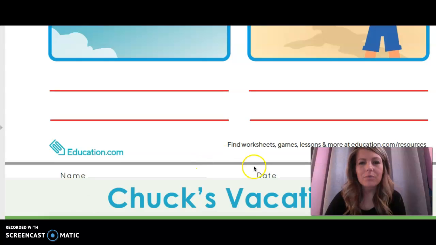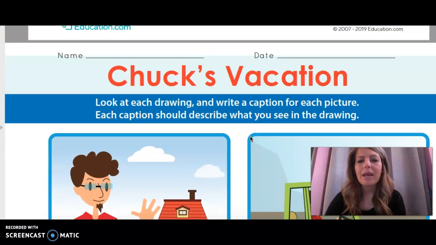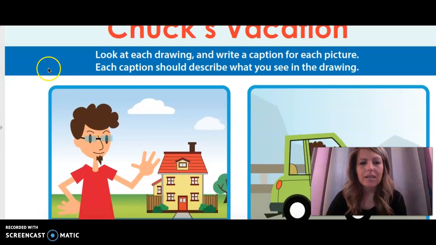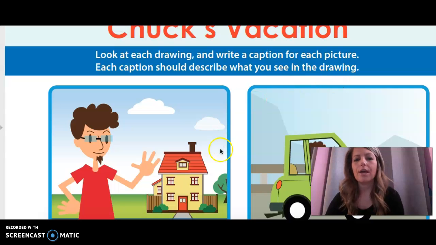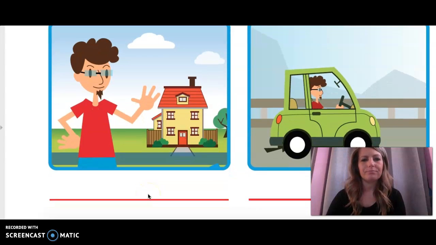The first page that we will work on inside of our independent study packet is the page that says Chuck's Vacation. It looks like this. It asks you to look at each drawing or illustration and write a caption for each picture. Each caption should describe what you are seeing in the drawing. A caption goes underneath a picture or illustration and it tells us what's going on in the picture.